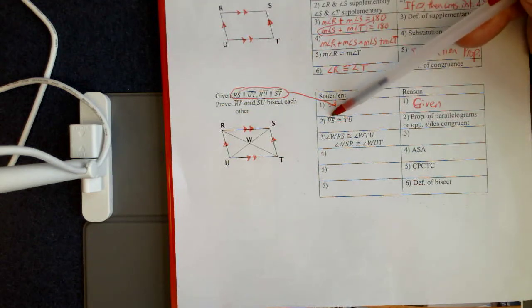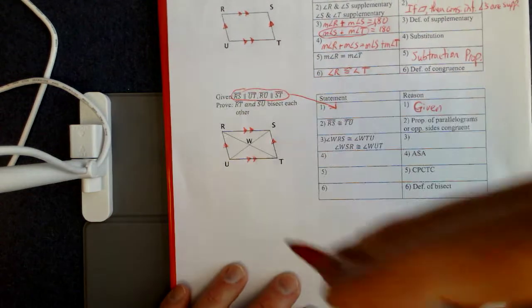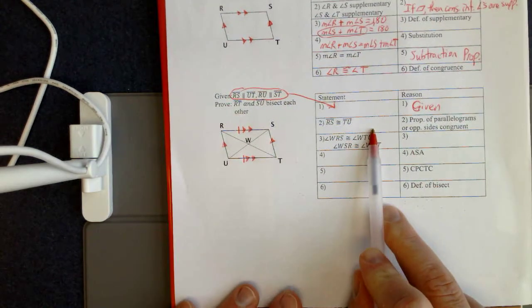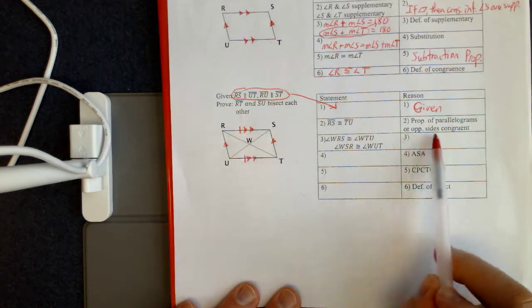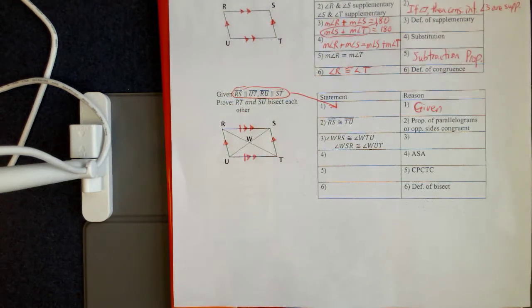Step 2 they put in for us. RS is congruent to TU. Where's RS? RS is on top. TU's on the bottom. That one is the theorem that says if it's a parallelogram, your opposite sides are congruent. So we can mark those two congruent to each other.